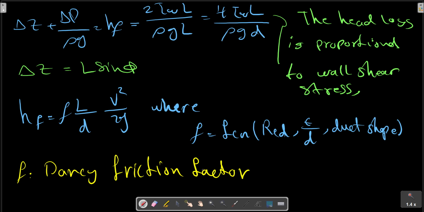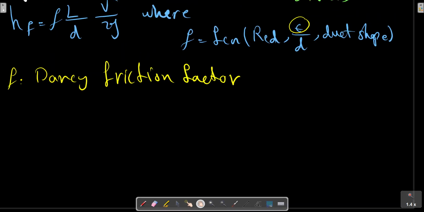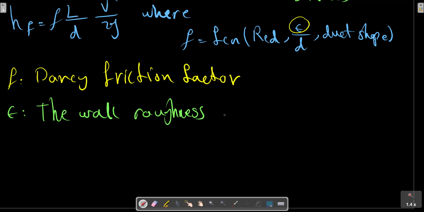Henry Darcy, a French engineer whose pipe flow experiments in the 19th century first established the effect of roughness on pipe resistance. The quantity epsilon in this relation is the wall roughness height. Also epsilon is the wall roughness, which is important in turbulent pipe flow.